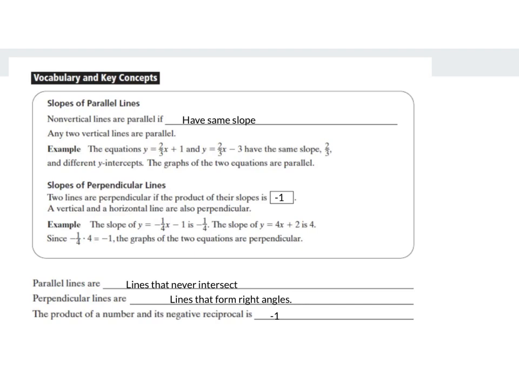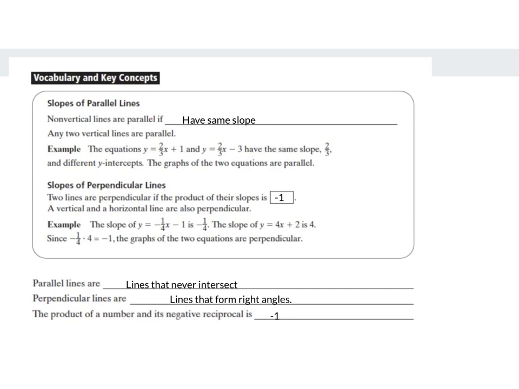Perpendicular lines are two lines in which their slopes multiplied together give you -1. So a vertical and a horizontal line are also perpendicular to one another. Those are like our special cases. So parallel lines are lines that will never intersect, and perpendicular lines are lines that form right angles.